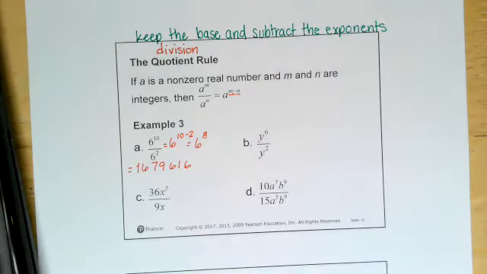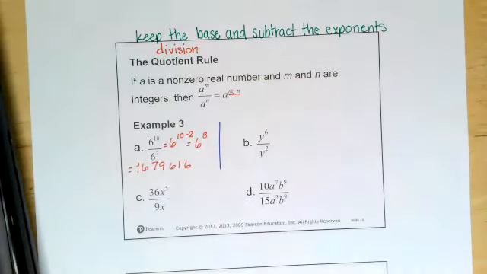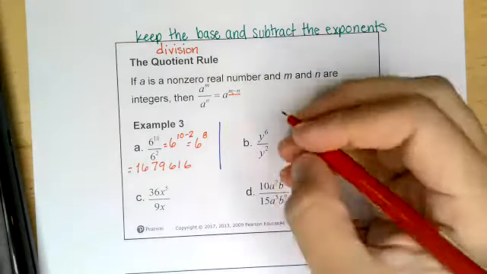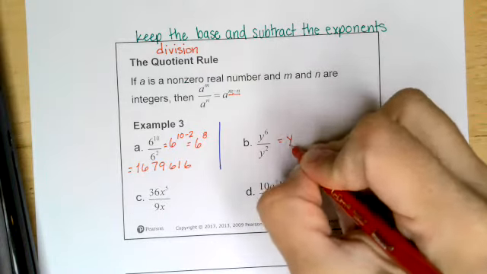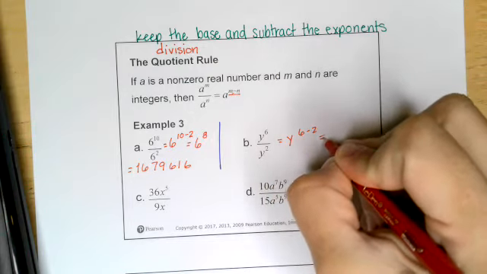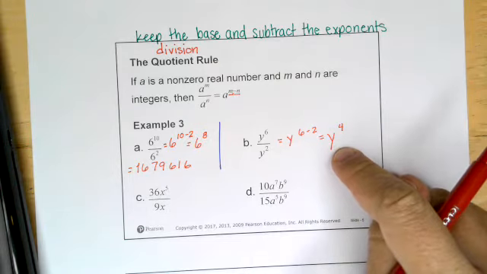All right, letter B. Y to the 6th divided by y to the 2nd. Y, 6 minus 2, y to the 4th. I can't go any further because I don't know what y is.